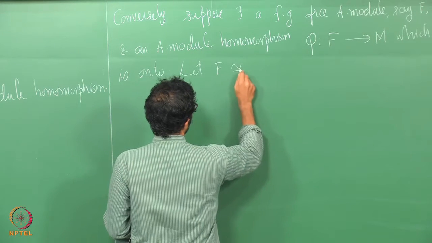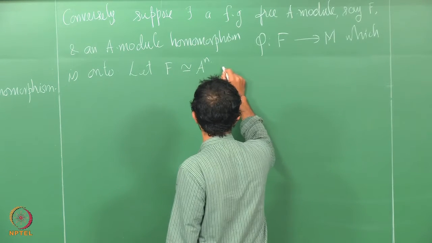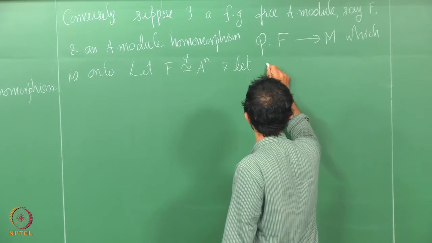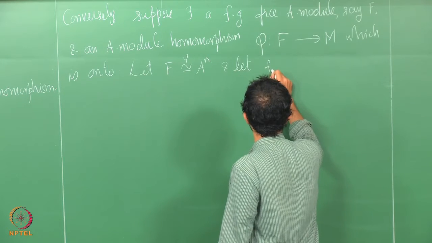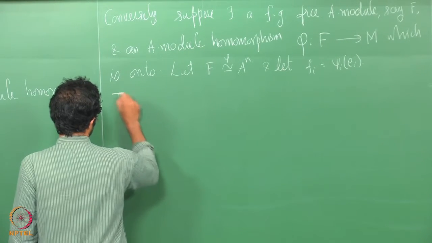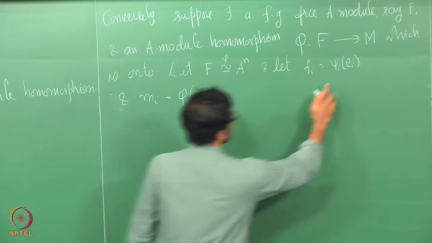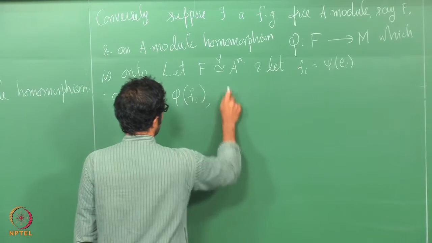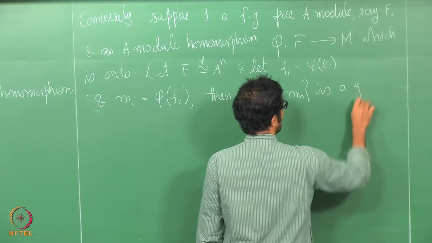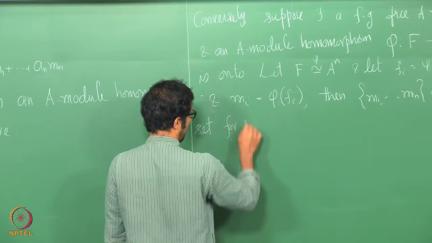let F be isomorphic to A power n, okay, then, so this is isomorphic via psi, and let Fi be psi of Ei, and let Mi be equal to phi of Fi, that is phi of psi of Ei. Then M1 up to Mn is a generating set for M.